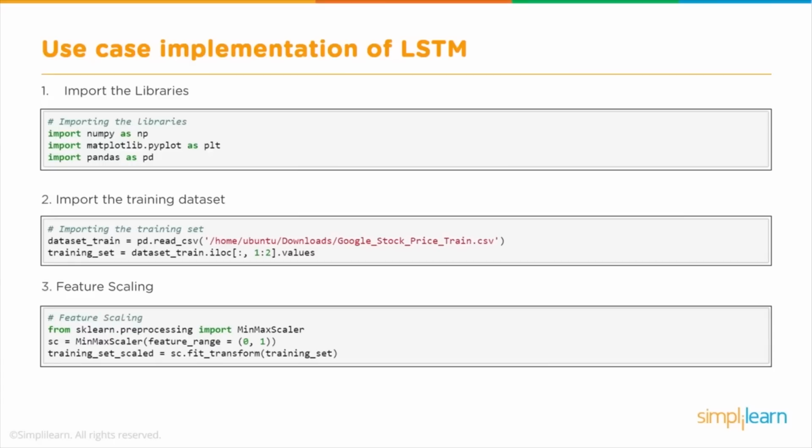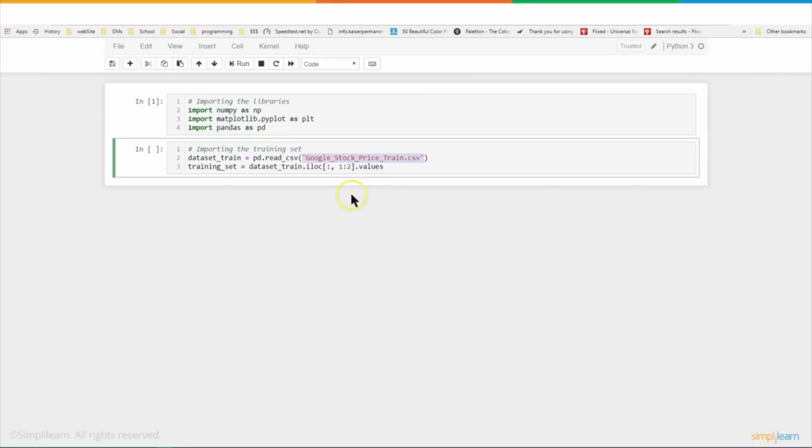They had it set to home Ubuntu downloads Google stock price train. I went ahead and changed that because we're in the same folder where I'm running the code. So I've saved this particular Python code and I don't need to go through any special paths or have the full path on there. And then of course we want to take out certain values in here. And you're going to notice that we're using our dataset, and we're now in pandas.